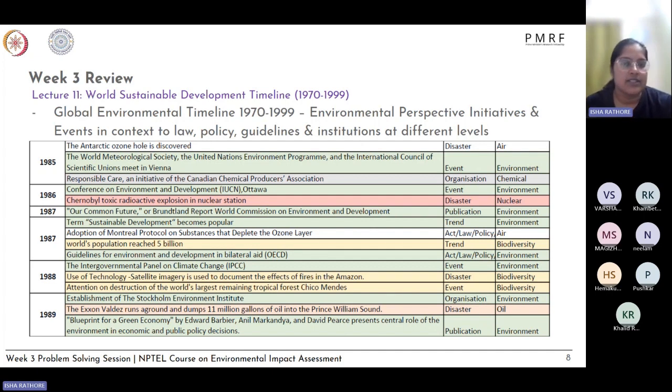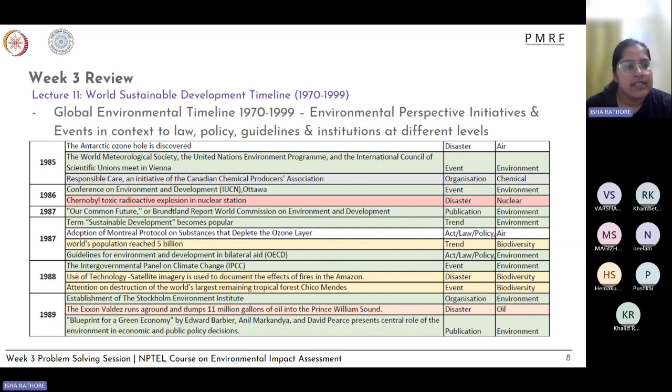Then 1987 is the year in which the Brundtland report, published by the World Commission on Environment and Development, Our Common Future, was published. And this sort of popularized the term sustainable development. However, it was used much previously to before it was published in this report.